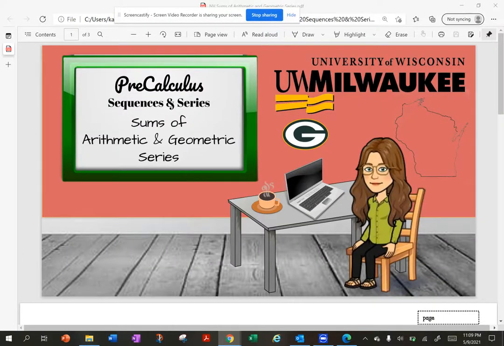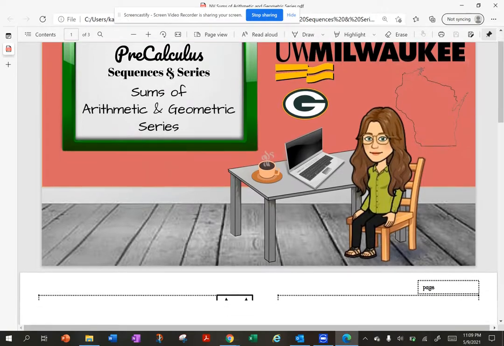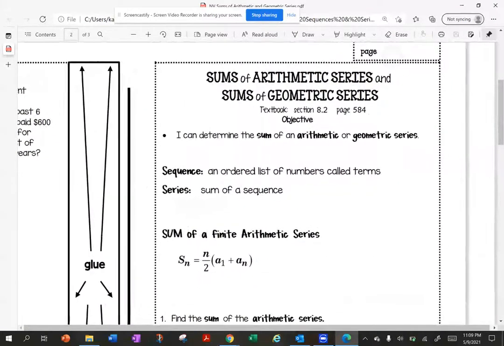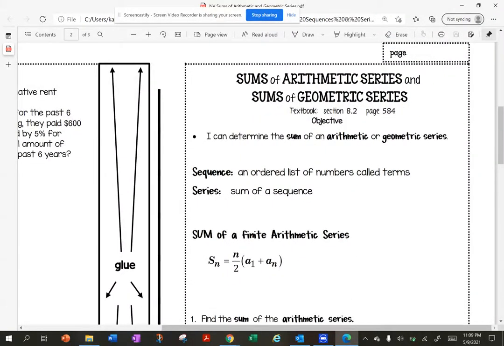Today's lesson is sums of arithmetic and geometric series. My learning objective for today is I can determine the sum of an arithmetic or geometric series. A sequence is an ordered list of numbers called terms, and a series is the sum of a sequence.